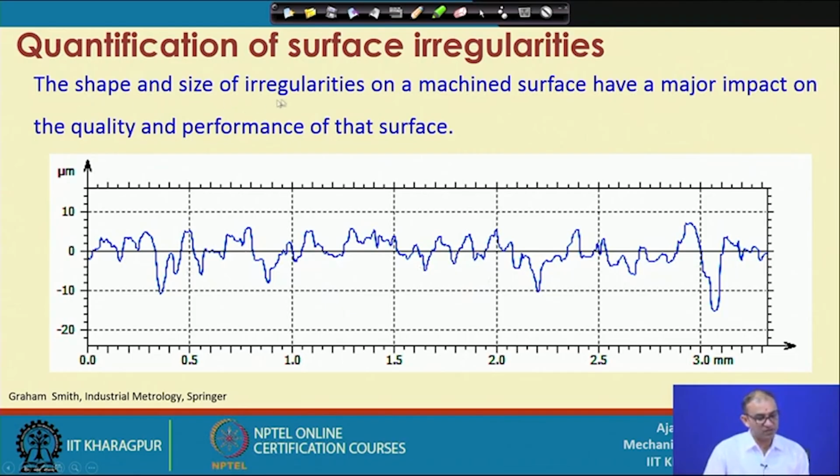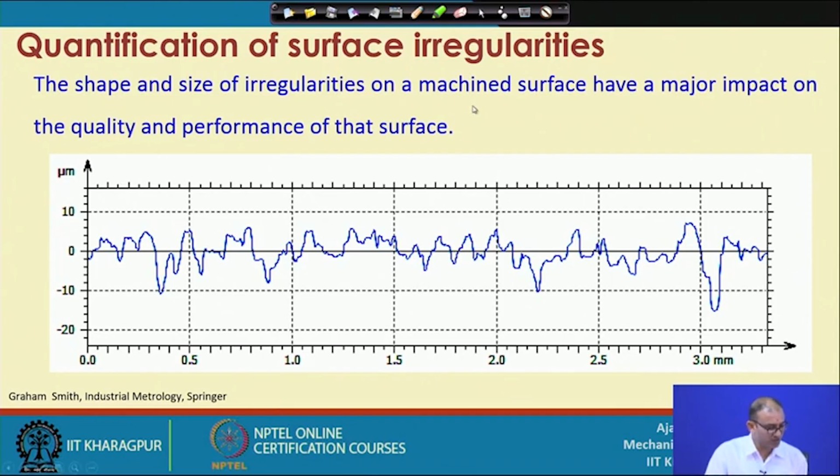The shape and size of irregularities on the machined surface have a major impact on the quality and the performance of that surface. Now, if this is the roughness profile, then you can see that it is a very rough surface, if you consider this variation is plus or minus 10 micron. But if you see another graph like this, then this surface is much better than the earlier case. By that way you can get a lot of understanding about the final use of that component, where it is going to be used.